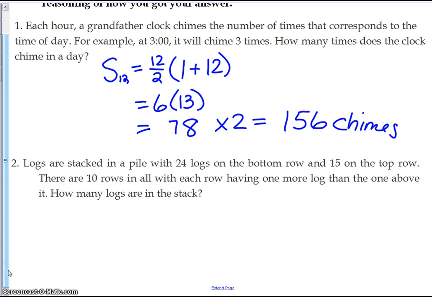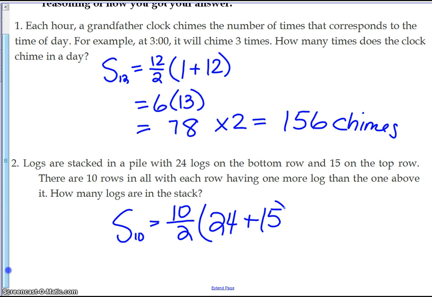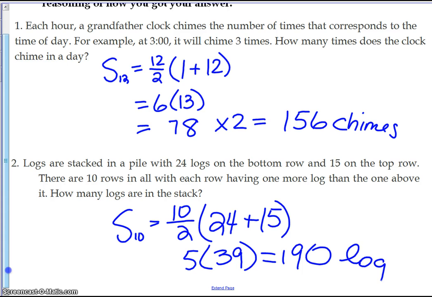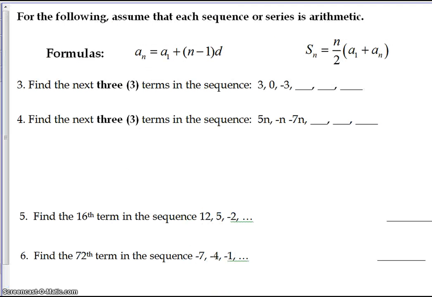In 2, logs are stacked up in a pile. There are 24 logs in the bottom row, 15 on the top, and there are 10 rows in all. We want to know the sum of all the logs in all 10 rows. On the first one there's 24, and on the top one there is 15. So really our problem becomes 5 times 39. 5 times 39 is 195 logs is what we're talking about there.